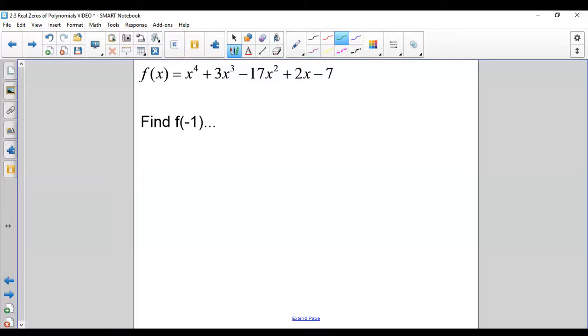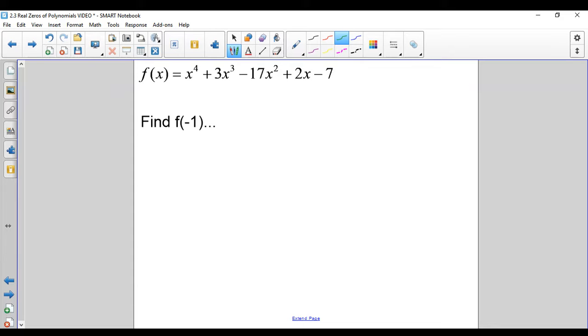We're talking about the remainder theorem. Before I jump into the remainder theorem, which will be very quick and it involves synthetic division, let's talk about this. I give you a function, the function at the top there, x to the fourth plus 3x cubed minus 17x squared plus 2x minus 7. And I ask you to find f of negative 1.